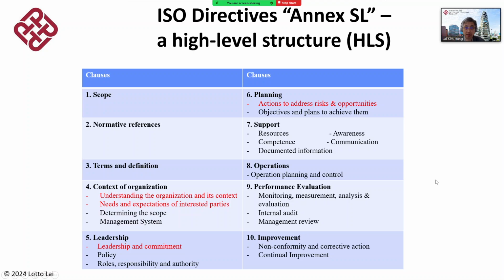Previously we talked about HLS, the high-level structure. In the high-level structure, you can identify some common elements across all management standards. I highlight understanding your organization and its context, which means your background, the needs and expectations of interested parties, leadership and commitment, which is the same, and also actions to address risks and opportunities. So these are the more common ones.